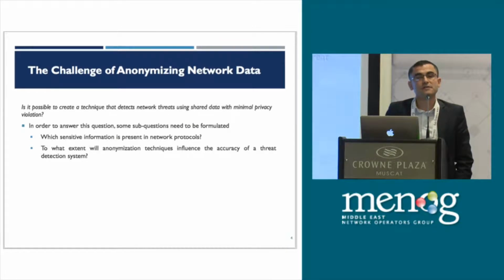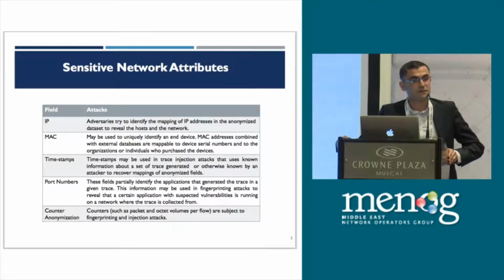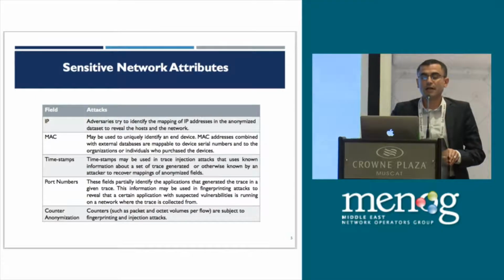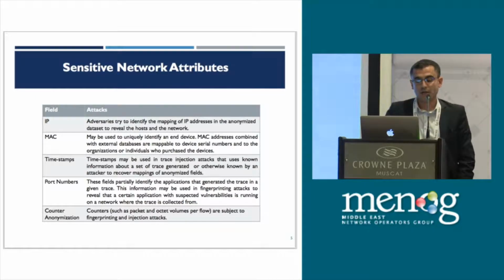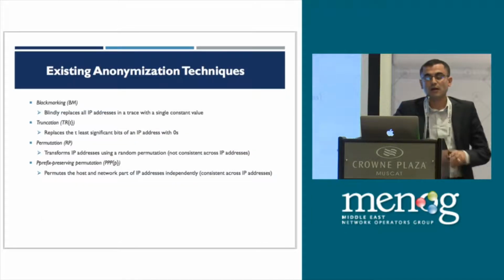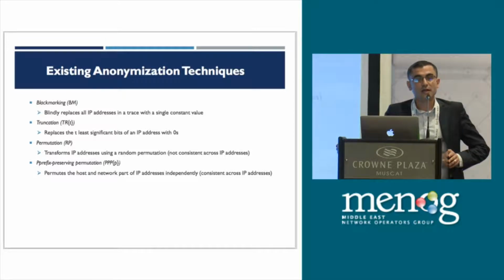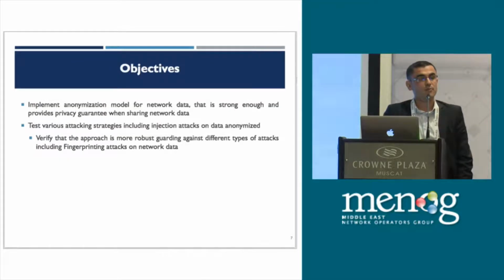So first we need to know what are the sensitive network data that we need to protect, and to what extent these encryption techniques can still be used to predict cyber attacks. There are many sensitive network attributes, including IP address, MAC address, timestamp, port number, and counter information. Some existing encryption techniques for network traffic include black marking, truncation, permutation, and prefix preserving permutation. However, none of these techniques preserve the quality of the data, meaning that they just destroyed the data.